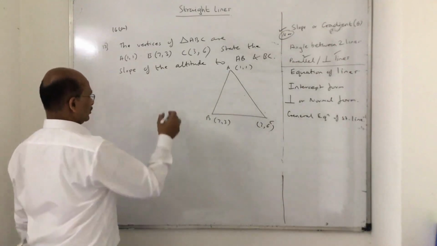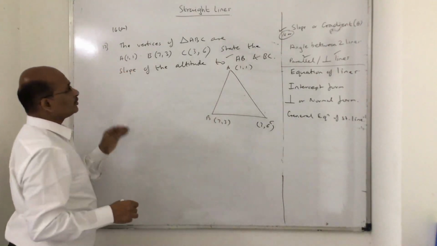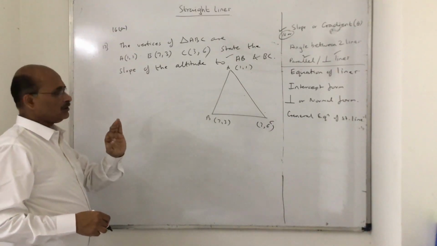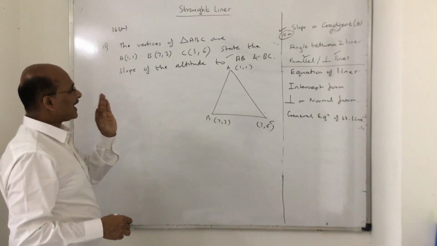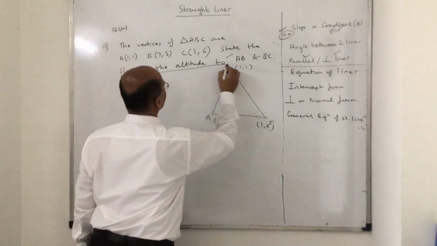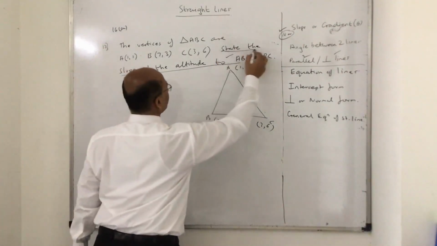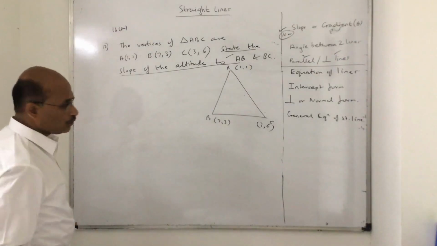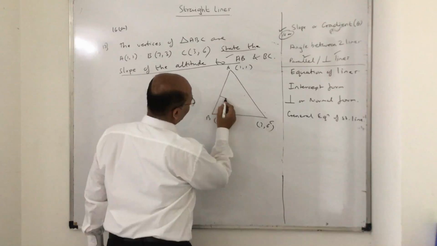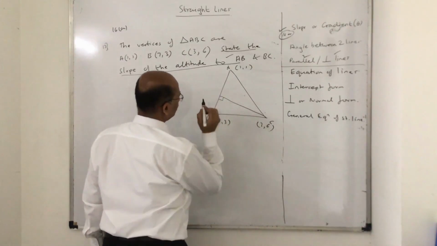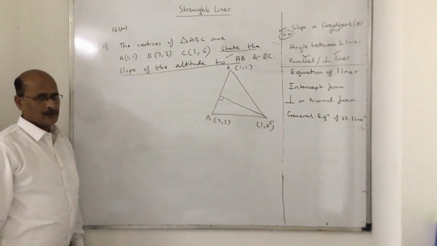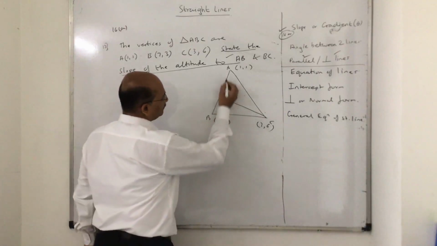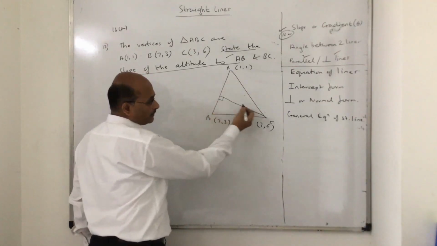Now let us talk about the first one first. State the slope of the altitude to AB. Now this is important. If you see, altitude to AB means it's a perpendicular path. Now, state the slope of the altitude. What does this mean? That this line is perpendicular to this line. Altitude means the perpendicular distance.